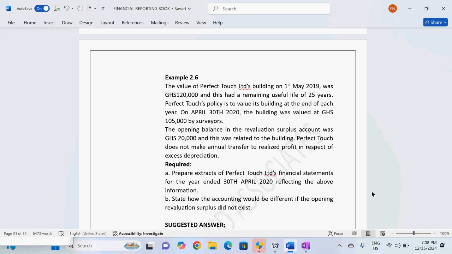Required. A. Prepare extracts of Perfect Touch Limited's financial statements for the year ended 30th April 2020, reflecting the above information. B. State how the accounting would be different if the opening revaluation surplus did not exist.